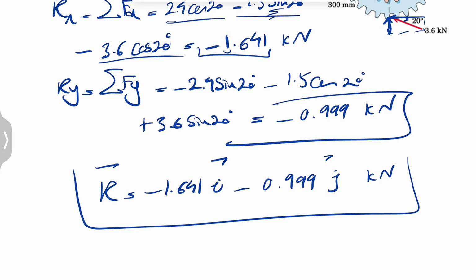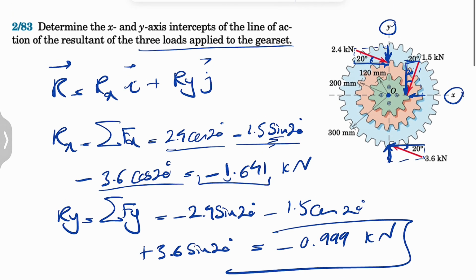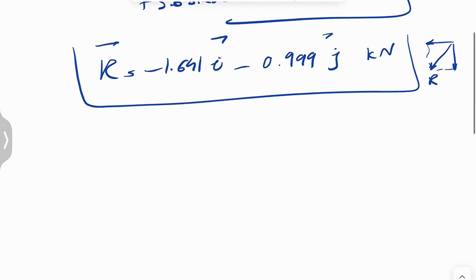So that's the resultant of these forces, and as we can see, both Rx and Ry are negative, which means our R is in this direction. The next step in here is just to find the moment about O, and after that, that moment is going to help us define the Y and X intercepts. So let's just figure out the moment first. We're trying to find the moment about O.